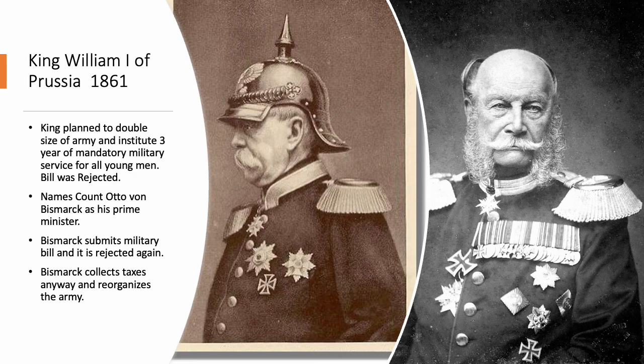And Bismarck is also going to submit this bill, military bill, to have the military grow in size, but it is rejected again. Bismarck doesn't care. He's going to collect the taxes anyway to pay for the larger military, and he reorganizes the army anyhow. King William is pictured on the right, and Otto von Bismarck is pictured on the left in this picture on this slide.